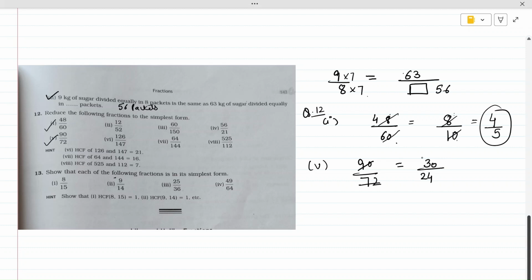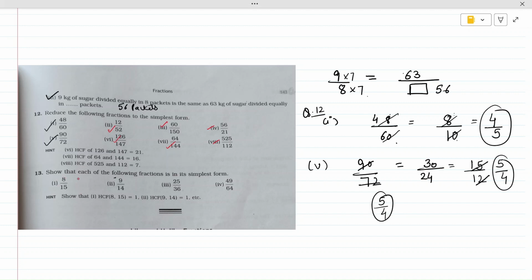So kids, if you see this 30 and 24, we know it can be further reduced with 2. So 2 into 15 is 30. 2 into 12 is 24. 15 and 12, they again come in the table of 3. So 3 into 5 is 15. 3 into 4 is 12. So the answer is 5 by 4 of question number 5. Right? Because now they cannot be further reduced. So similarly, kids, you have to do all the questions given here. You have to reduce them with their common factor.